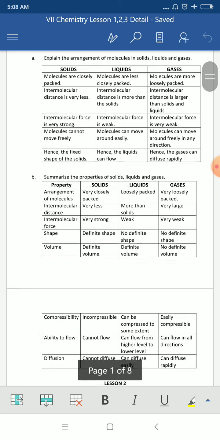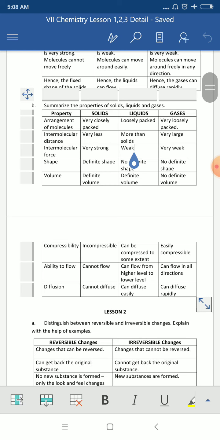Okay, coming to the second question, summarize the properties of solids, liquids and gases. Okay, we are going to summarize. How are we going to summarize? We'll write the properties in the side and then we'll compare it. First one is the arrangement of molecules, second one is the intermolecular distance, then the third one is the intermolecular force, the fourth one is the shape, fifth one is the volume, sixth one is the compressibility, then the ability to flow, and the diffusion. Okay, accordingly we have put this tabular column. If you write like this will be enough.